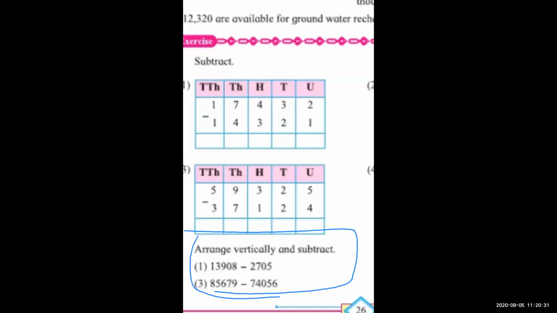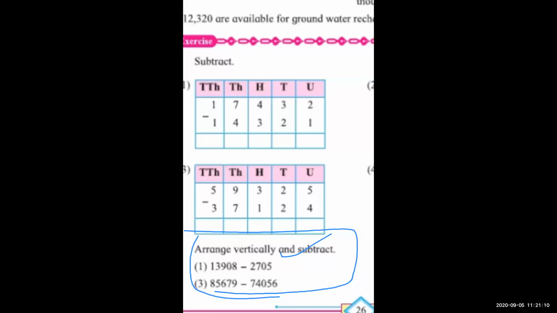Now, which I solved, it's a vertical order. Arrange vertically and subtract. Now you want to solve this sum which I put in red color. First sum. Give me the answer in the chat box. Write it yourself in your notebook and give me the answer. 13,908 minus 2,705. Subtract from your side and give me the answer.